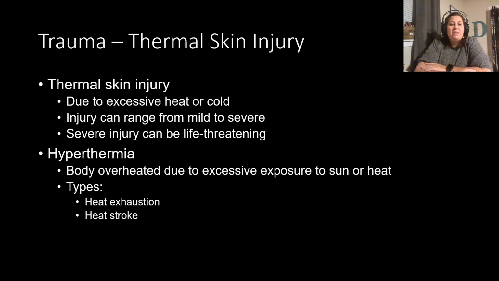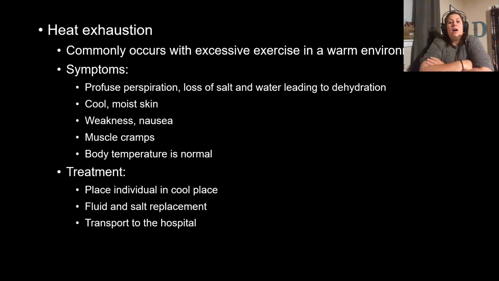Types would be things like heat exhaustion or heat stroke. Heat exhaustion commonly occurs with excessive exercise when it's done in a very warm environment. Symptoms include profuse perspiration, and loss of salt and water leads you to be dehydrated. The skin starts to get cool and moist. Weakness and nausea happen, along with muscle cramps. Body temperature is normal.